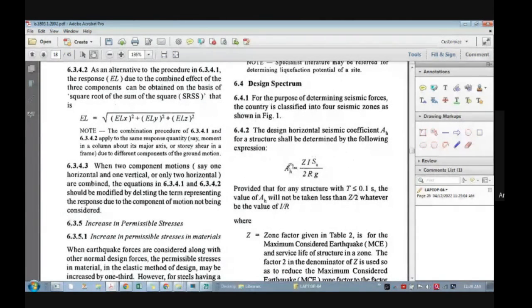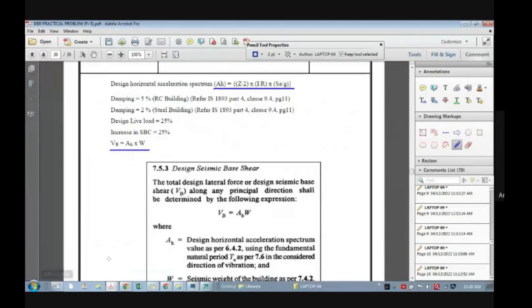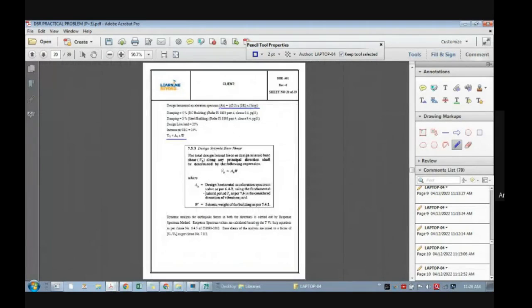6.4.2 AH. So you should mention this also in the design basis report, where you are getting this AH value. You know Z, you know I, you know SA by G, you know R. So you get AH directly from the calculations. So this is your earthquake part.